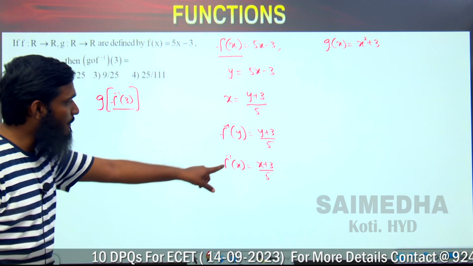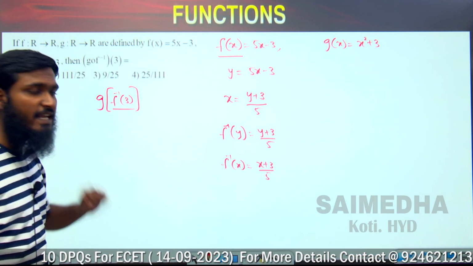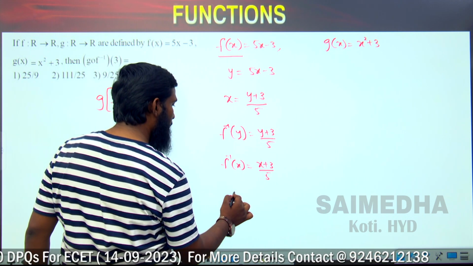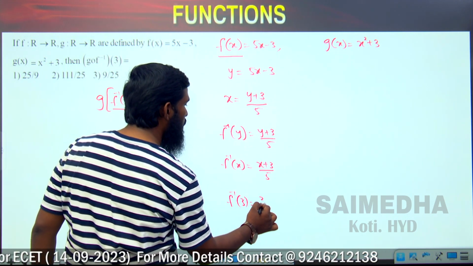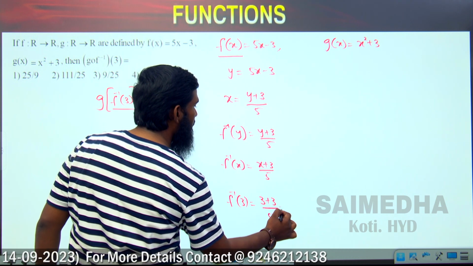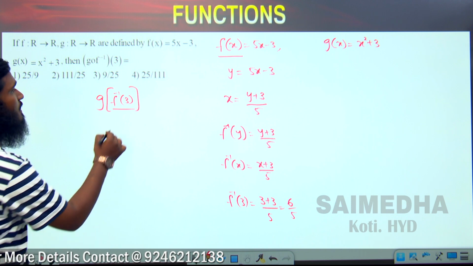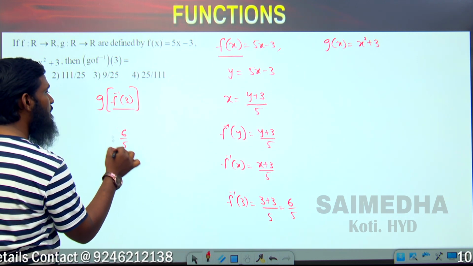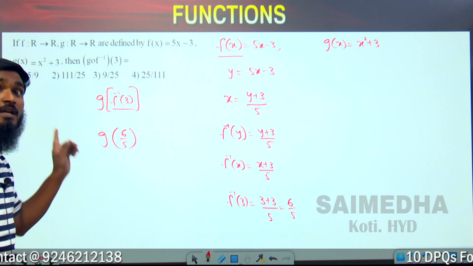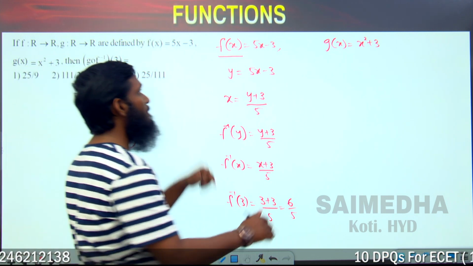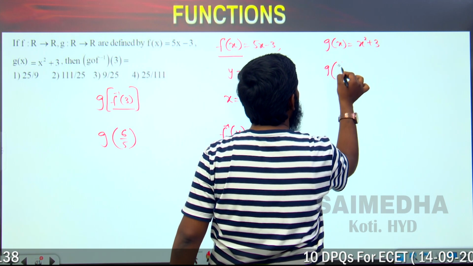Now in the place of x we put 3. Writing 3, f inverse of 3 is equal to 3 plus 3 divided by 5, which is equal to 6 by 5. So the value of f inverse of 3 is 6 by 5. Now which function do we have? The g function. So let us use the g function over here. We have to find g of 6 by 5.